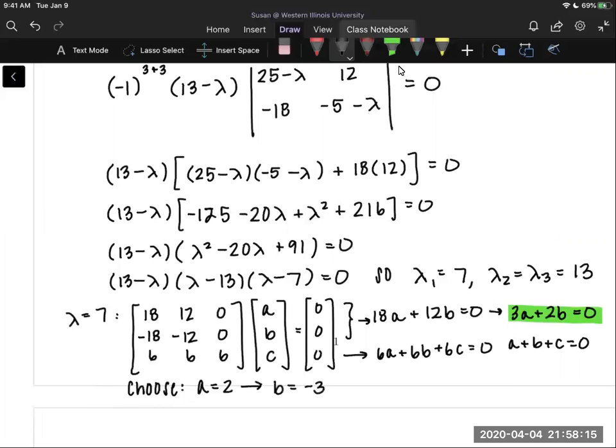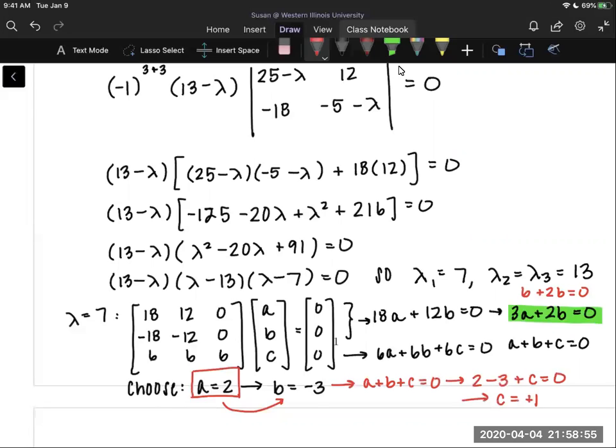All right. So again, I made this choice, A equals 2. If I plug that in right here, that gives me a 6 plus 2B equals 0. So I conclude that by my choice of A equals 2, that forces B to be -3. Now, remember I had that A plus B plus C equals 0. Now I have 2 minus 3 plus C equals 0. So this then forces C to equal +1.